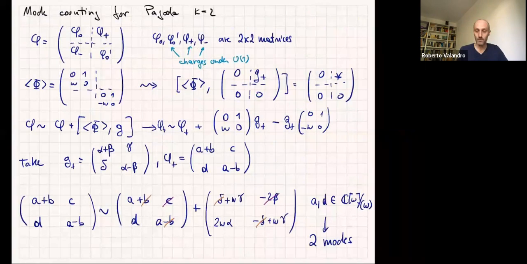Now, if you wish, if you ask me, I can show you the computation of the zero modes. Otherwise, I go on and explain this computation.